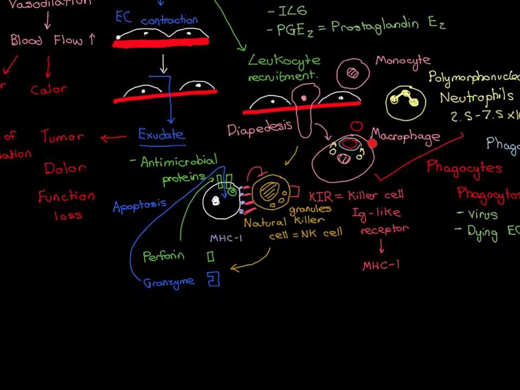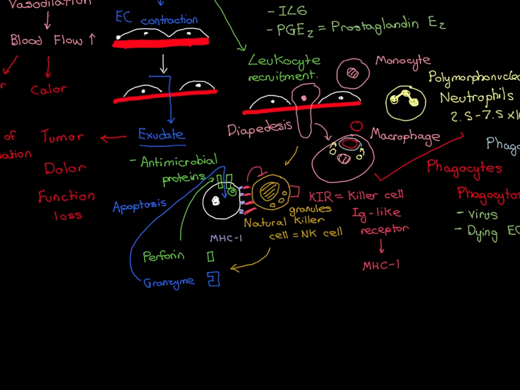Neutrophils, macrophages, and natural killer cells. Neutrophils and macrophages are both phagocytes. They're going to phagocytose viral particles, and they're also going to phagocytose the dying columnar epithelial cells. Natural killer cells, meanwhile, are going to go around and start killing virally infected cells.